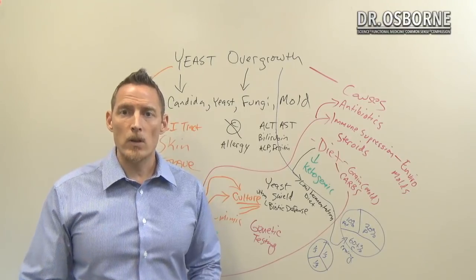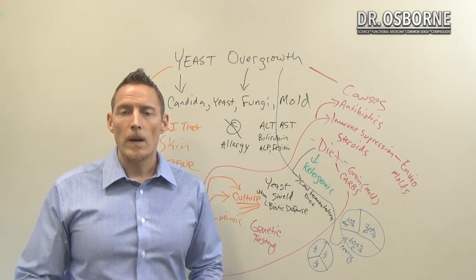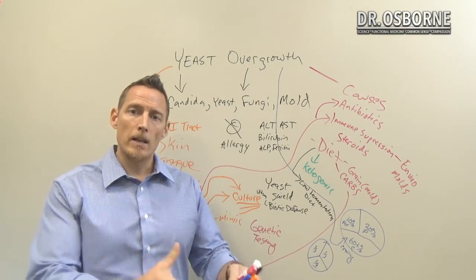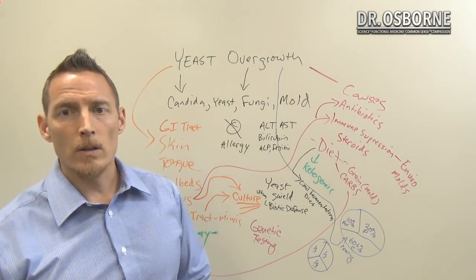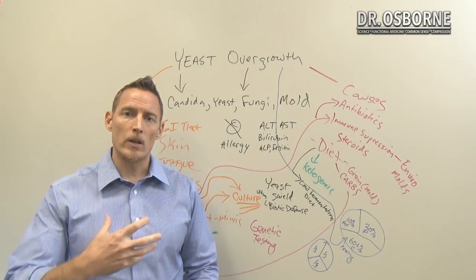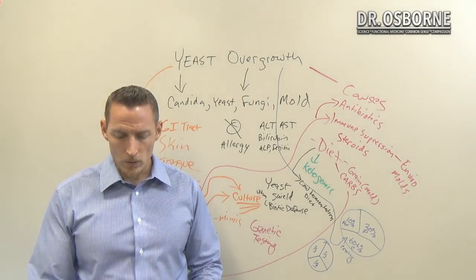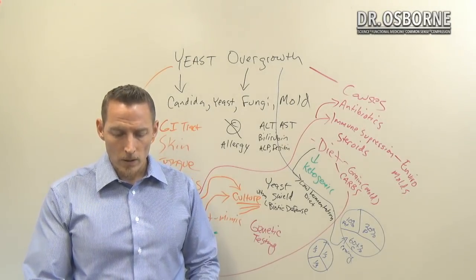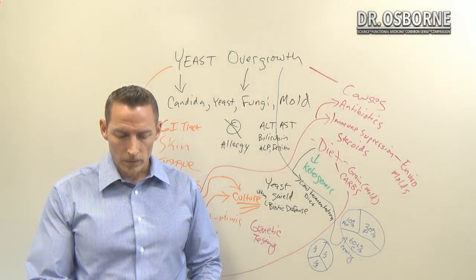Of course, there are visible signs of yeast overgrowth: skin rashes, like what I've shown you today, and yellow discoloration of the toenails or fingernails can be symptoms. Jaundice and yellow discoloration of the skin can be a symptom of a yeast overgrowth. So again, the best way to know is to test.